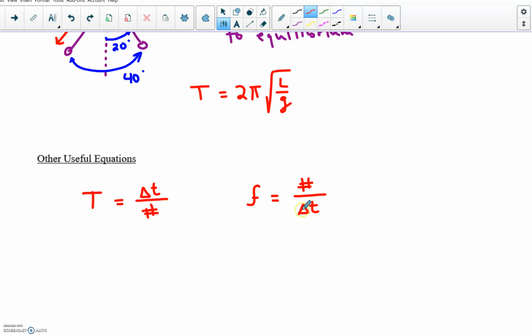The unit for frequency is 1 over a second, and we call that a hertz. And we see there's a special relationship. Frequency and period are inverses.